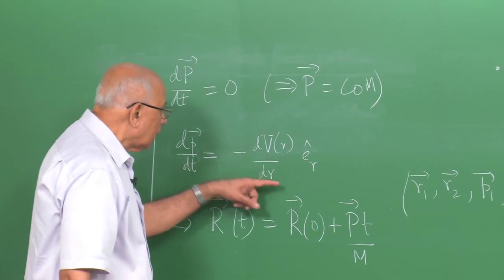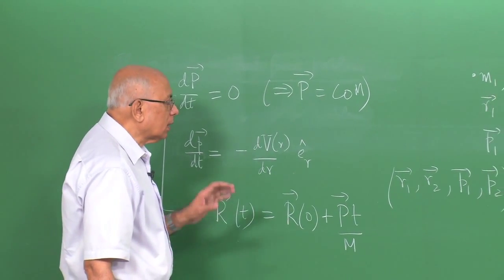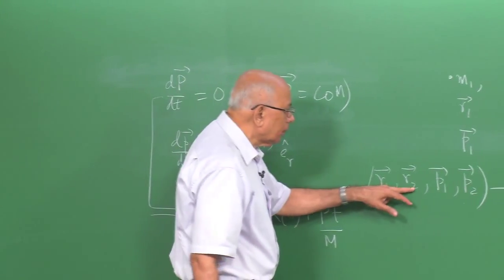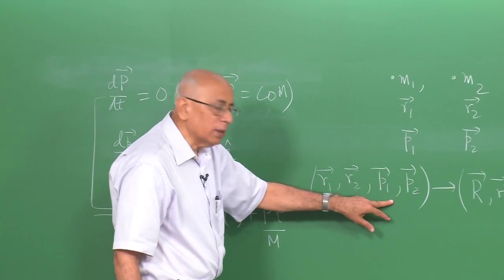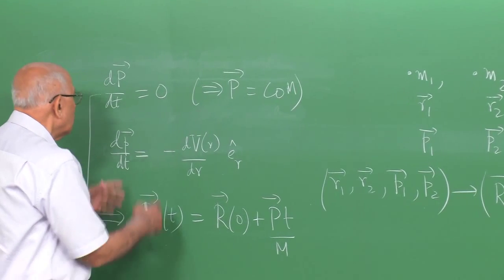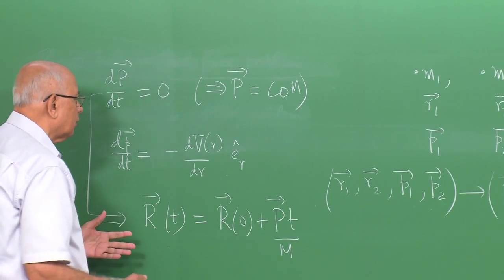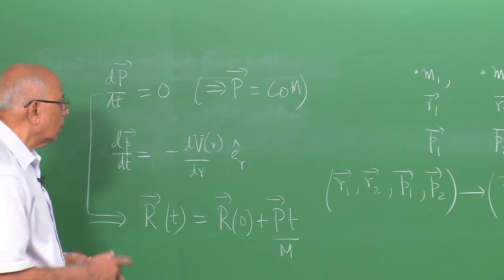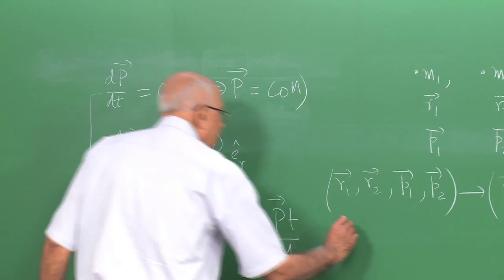Now we need initial conditions for this. So you need to know the initial coordinates of these two, and you need to know the initial values here. The sum of them remains constant, and then it is a question of how these quantities evolve as a function of time. Specifically we would like to know what is r of t.